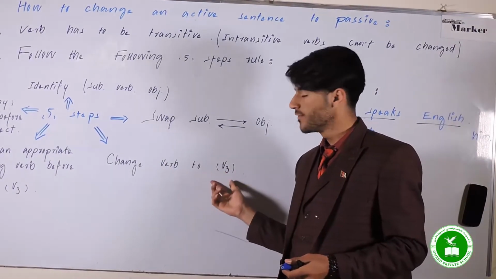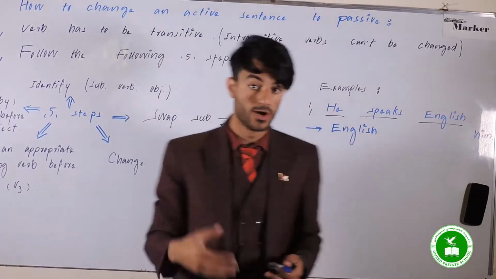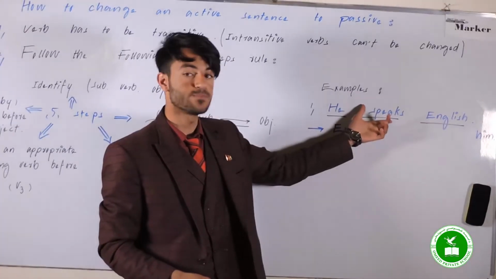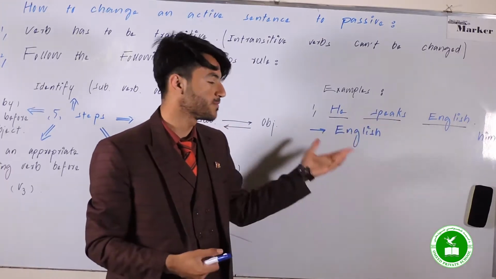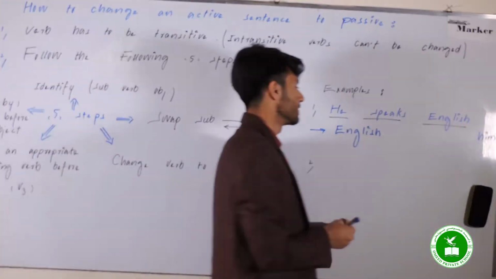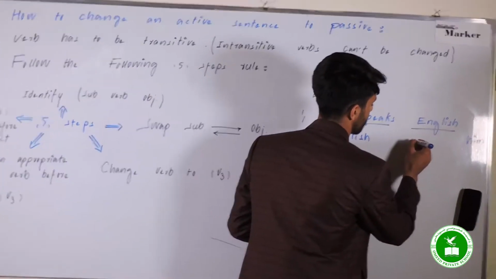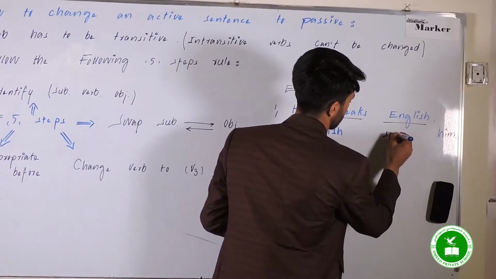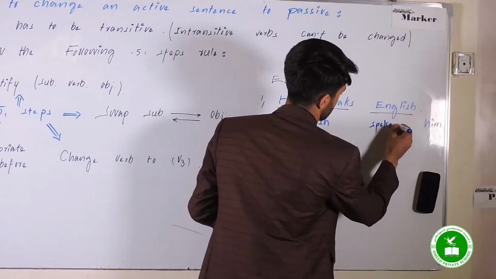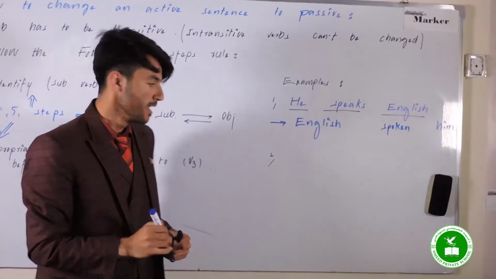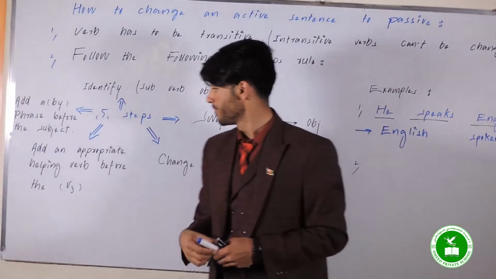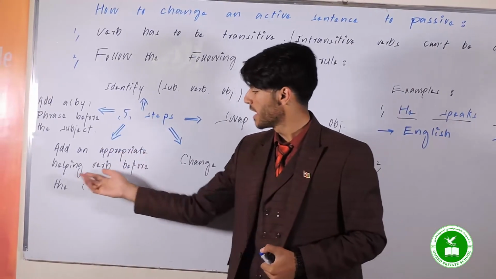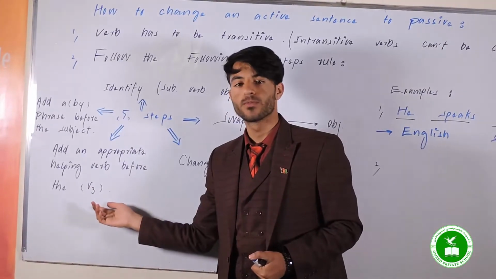Step three: change the verb to verb 3, the third form of the verb. What's the verb? Speaks. So we have to change speaks to verb 3. The third form of speak is spoken. So that's right here, English spoken. After that, the fourth step: add an appropriate helping verb before verb 3.